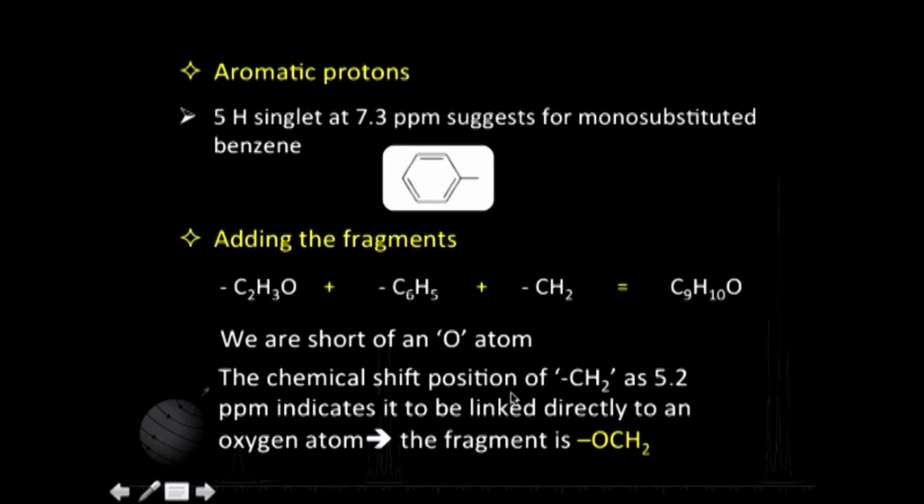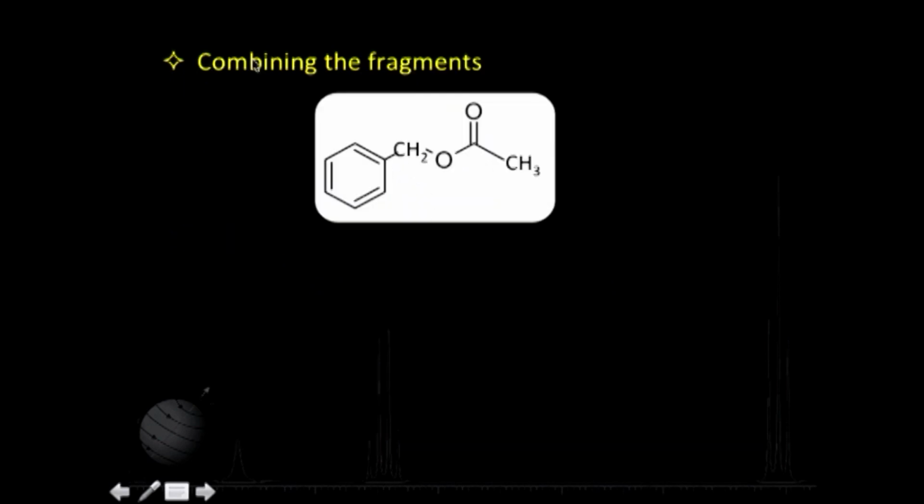That's where we go back to the spectrum and see that the chemical shift position of the methylene group at 5.2 indicates it to be linked directly to an oxygen atom as well, besides our electron withdrawing group as we have proposed earlier. So, the fragment is not just CH2, it is OCH2. If we have OCH2 here, and then if we add O here, we will be able to account for the molecular formula for the molecule given to us. Now if we combine the fragments, what do we get? This is my monosubstituted benzene ring. This is CH2 attached to O, that is OCH2, and this is CH3CO. So, all put together, that is the structure I propose for the molecule.